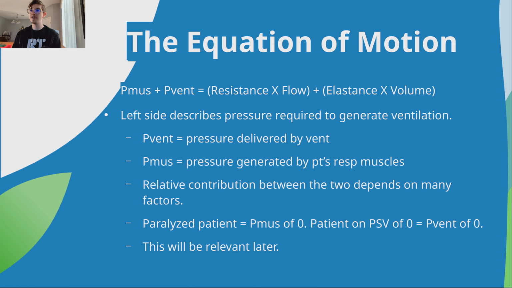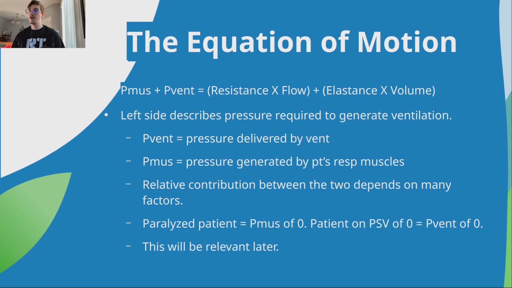The left side here, Pmus and Pvent, describes the pressure required to generate ventilation. Pvent is the pressure delivered by the ventilator, and Pmus is the pressure generated by the patient's respiratory muscles. The relative contribution between these two depends on many factors. For example, if your patient is paralyzed, Pmus is 0, right? There is no inspiratory effort on behalf of the patient.